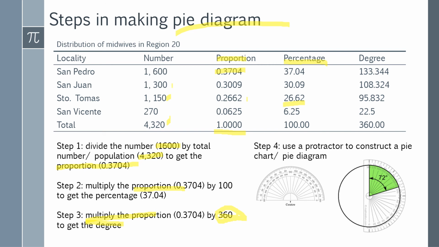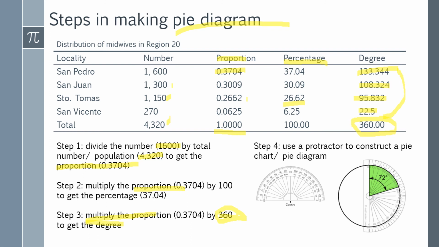Okay, so 0.3704 multiplied by 360 is 133.34. 0.3009 multiplied by 360 is 108.324. 0.2662 multiplied by 360 is 95.832. And 0.0625 multiplied by 360 is 22.5. If you're going to get the sum of the degrees, the total number of degrees per region or per locality, this will give you a 360 degree na sagot. Okay?